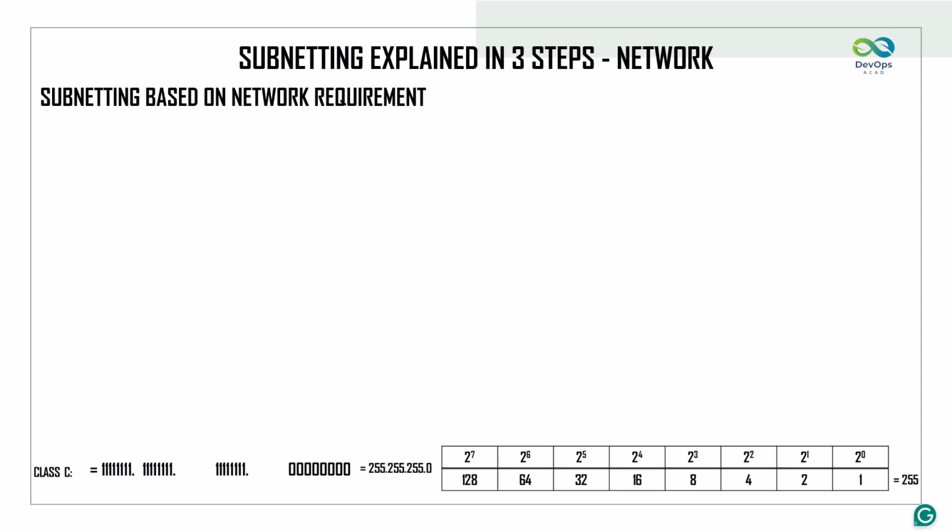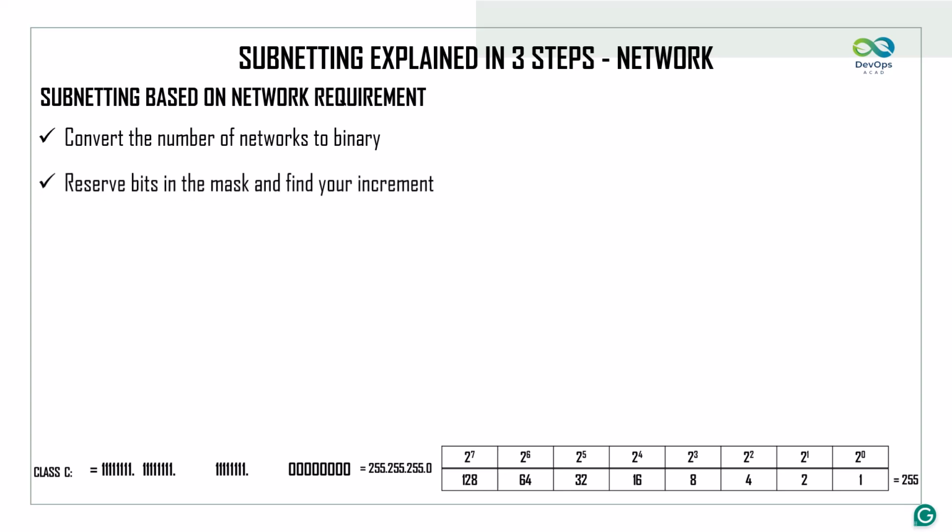So we're going to start with subnetting based on network requirement. The steps we have to follow are just 3 simple steps. When you want to subnet an address, the first one is that, number 1, you have to convert the number of networks to binary. Number two, you have to reserve bits in the mask and find your increment. Number three is you have to use that increment that you have discovered to generate the network ranges.